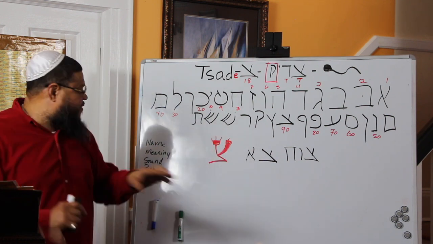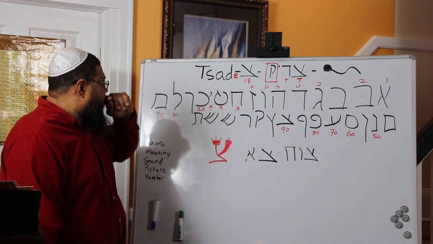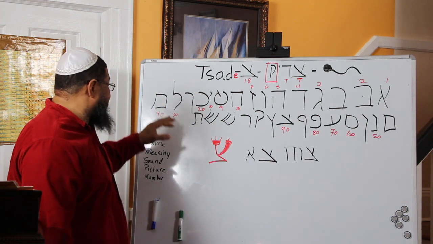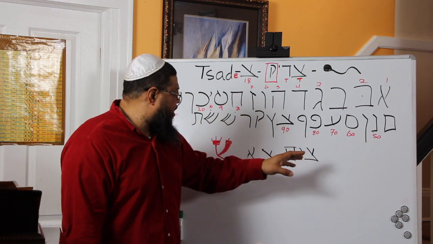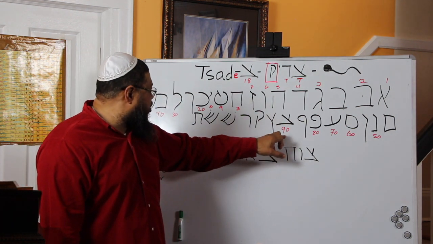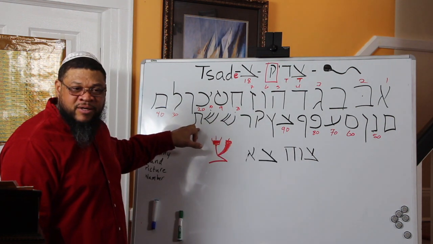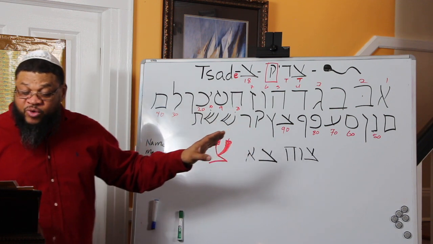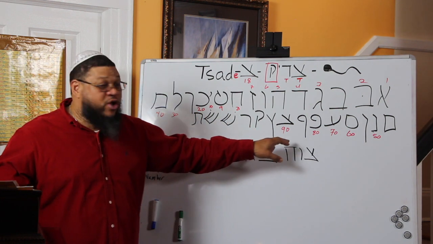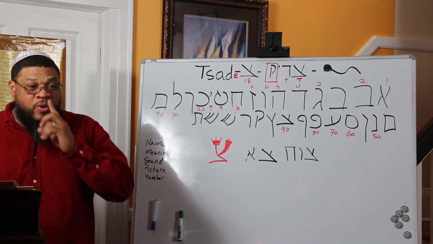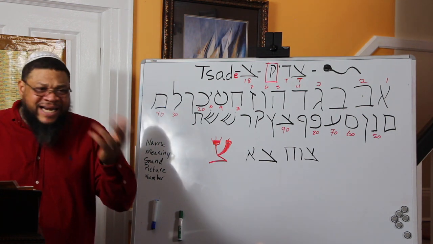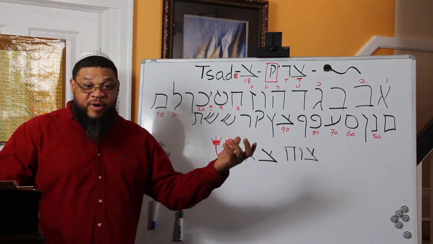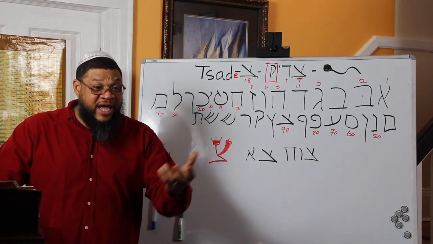Now, interestingly enough, this letter is nowhere close in the first 10, nor the 15, but it's way down close to the end of the alphabet. Why is that? Now you become a righteous man. When you become a righteous man, you're very close to the end. Close to the end of your life is when you become a righteous man.